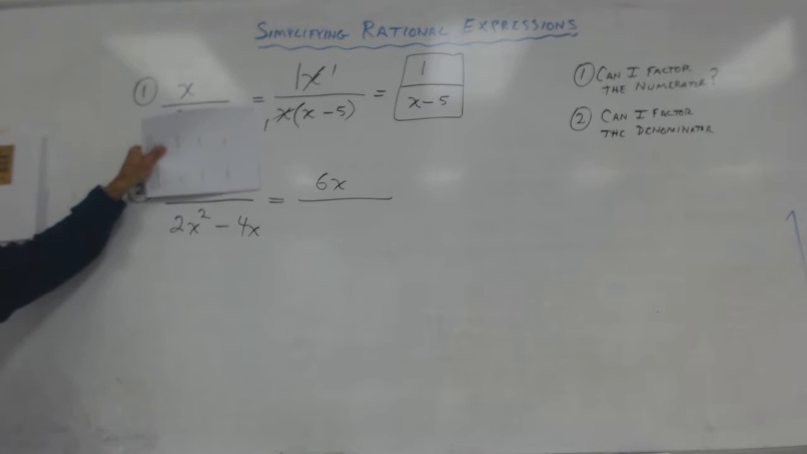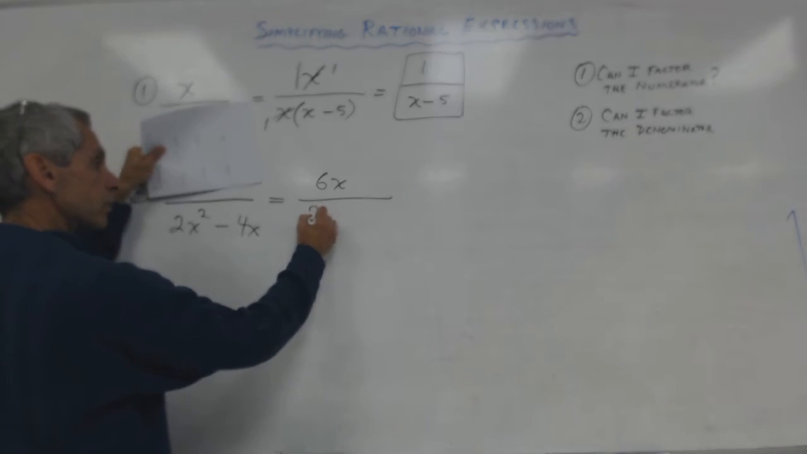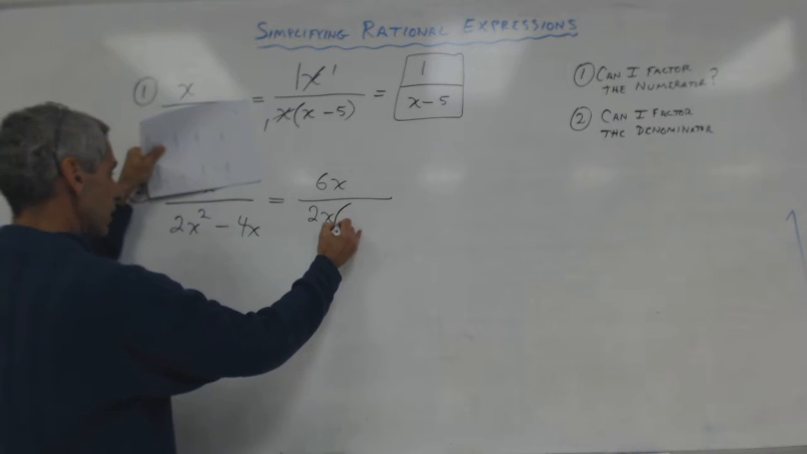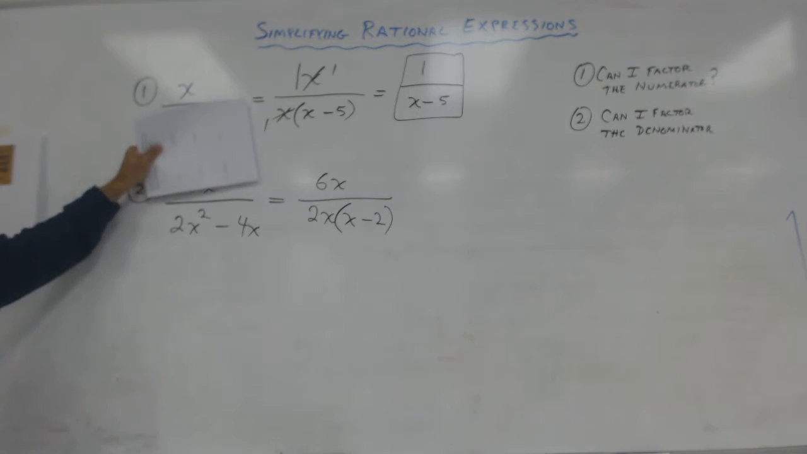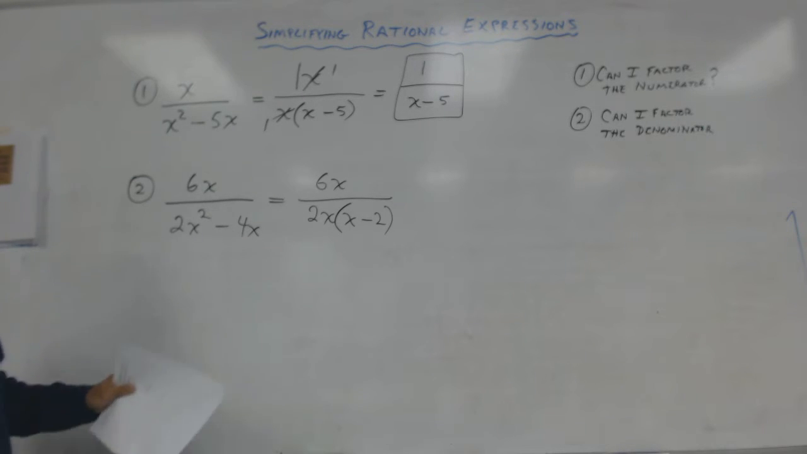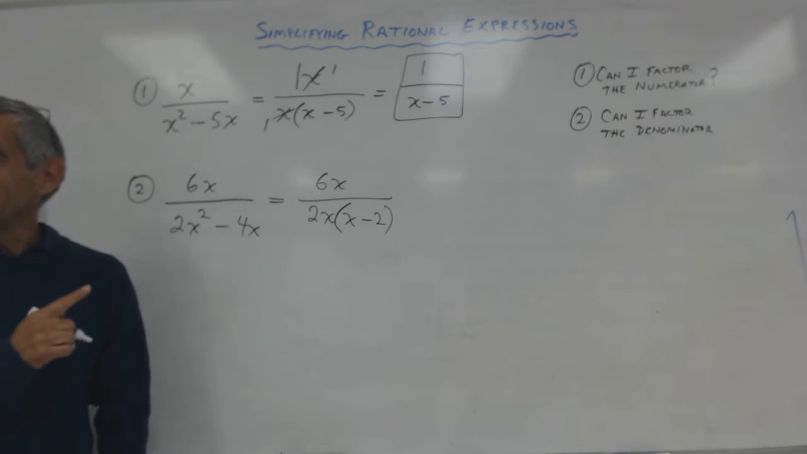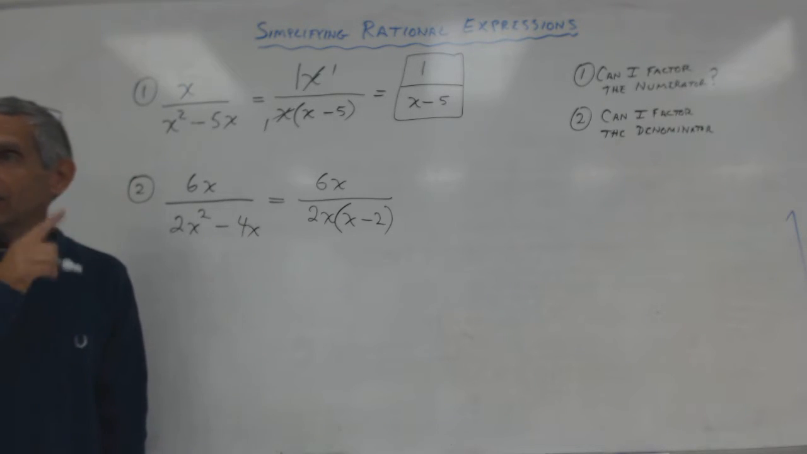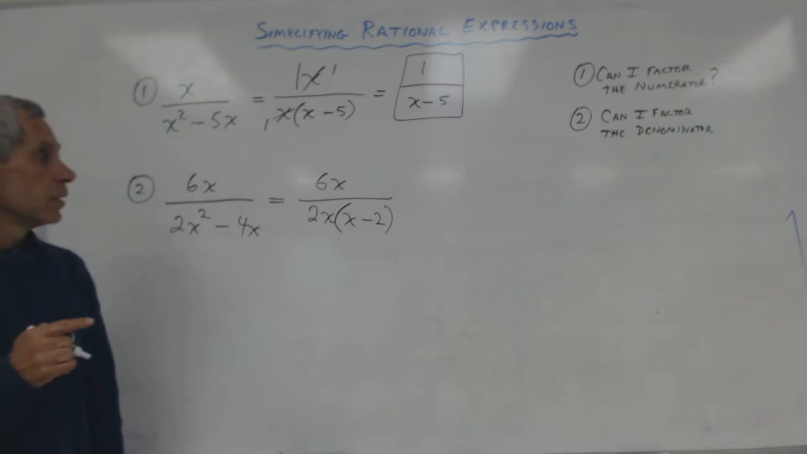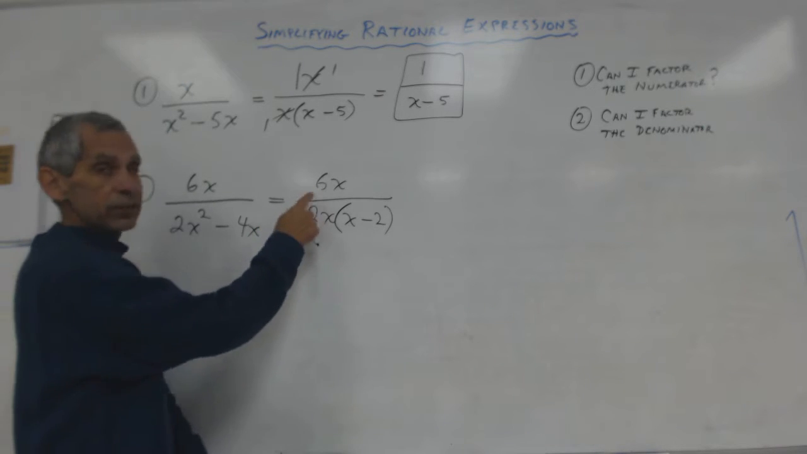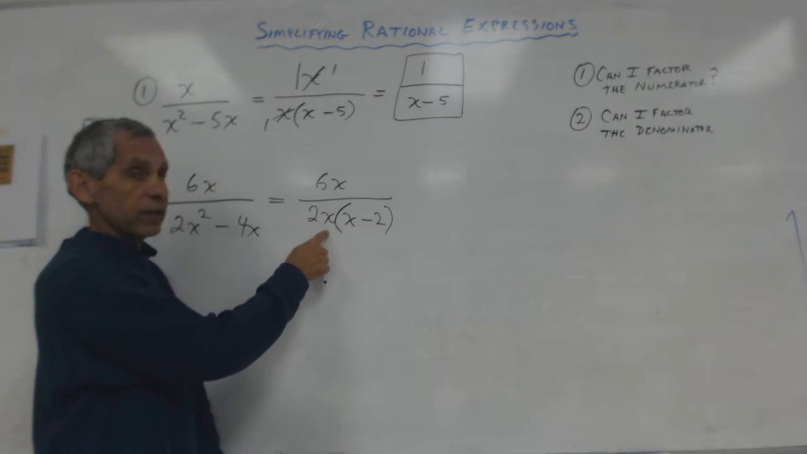Okay, what can I do? 2x, parenthesis, x minus 2, right? Did I do that right? Oh wait, yeah, that's right. x minus 2. Okay, great. Now, is there anything that you see that I can factor upstairs and downstairs? Can you factor 6x and 2x? I can factor the 6 and the 2, and I can factor the x and the x.